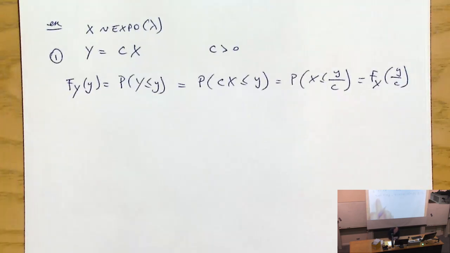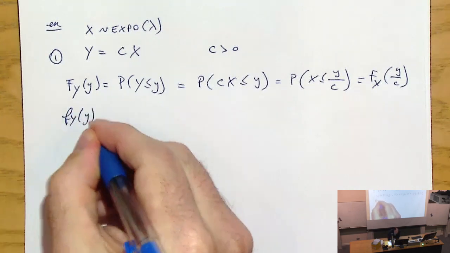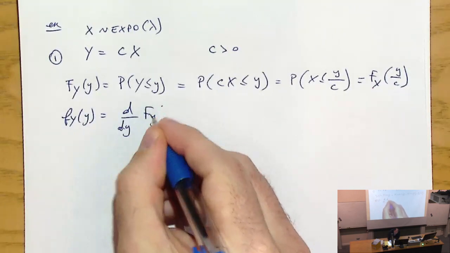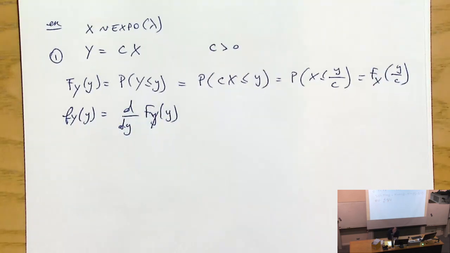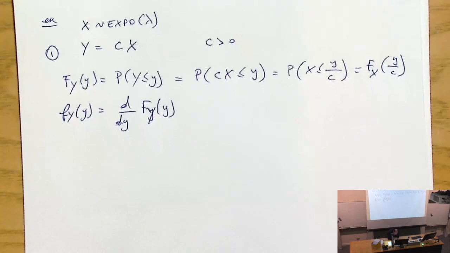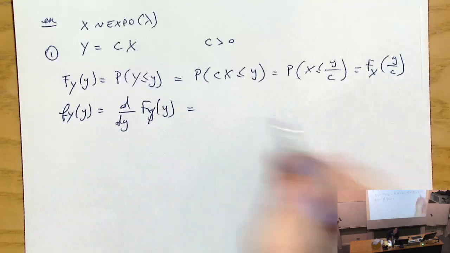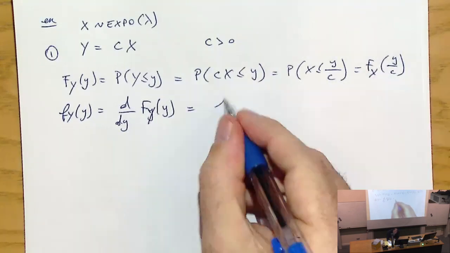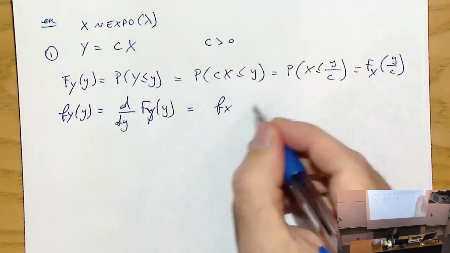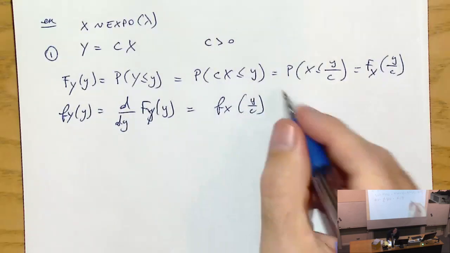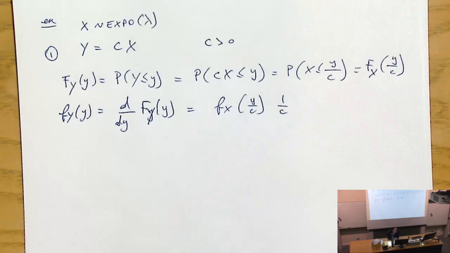Right? How do we get the PDF from the CDF? Assuming the derivative exists, I can take the derivative of that CDF. And what do we get here? Well, we get a composite function. We get the derivative of this, that's the PDF of x evaluated at y over c, multiplied by the derivative of the argument, which is 1 over c.